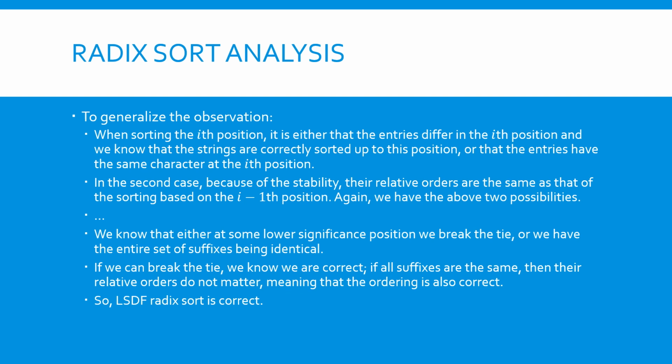We know that either at some position, all ties will be broken, or the characters are still identical until we reach the last position. In the second case, all suffixes starting from the ith position are identical, and their relative orders do not matter. In either case, all suffixes starting from the ith position are properly sorted. When i is set to 1, the entire set of strings is properly sorted. Therefore, the LSDF radix sort is correct.